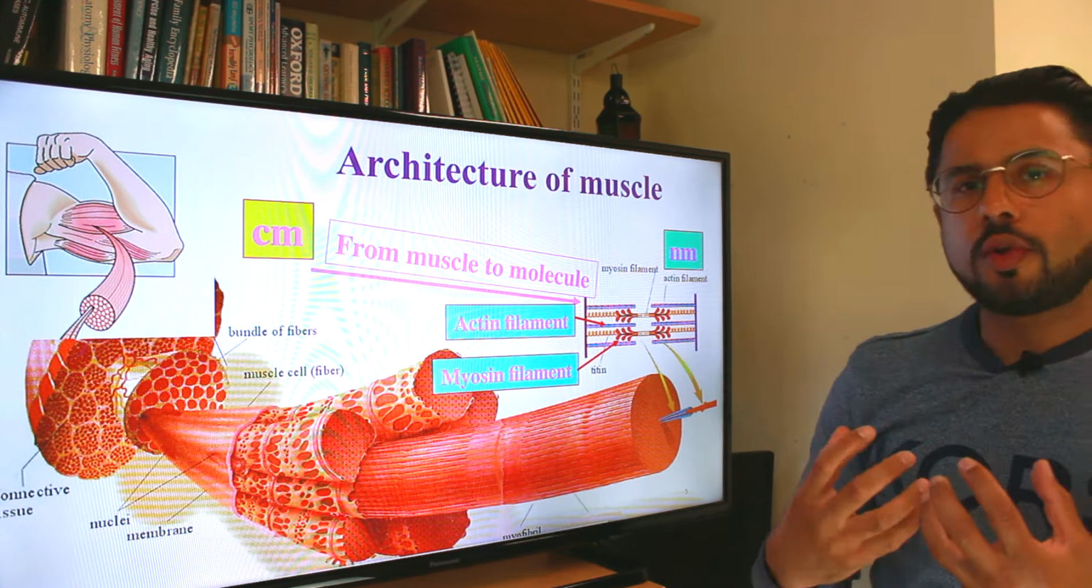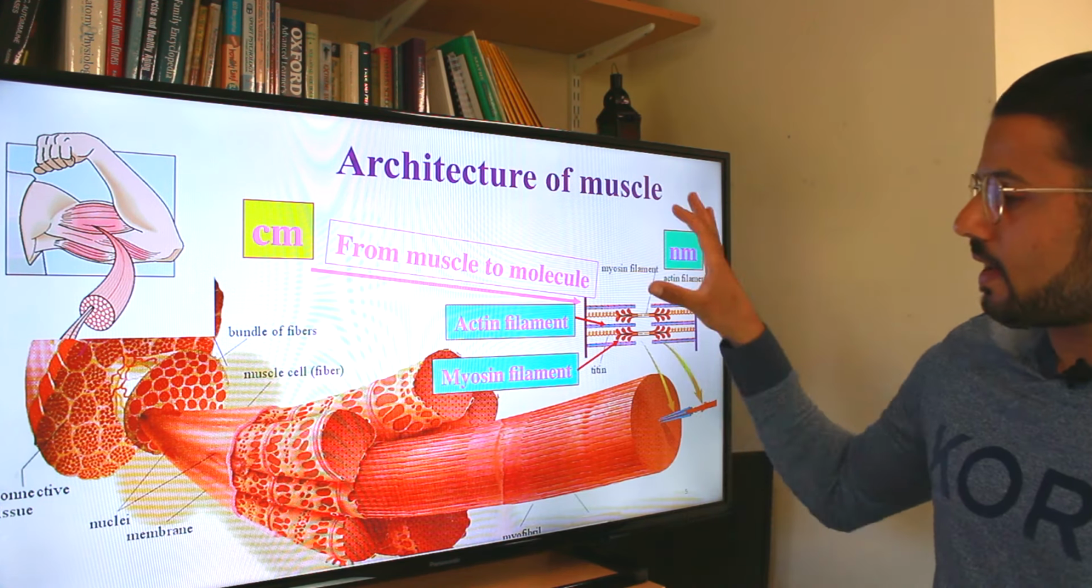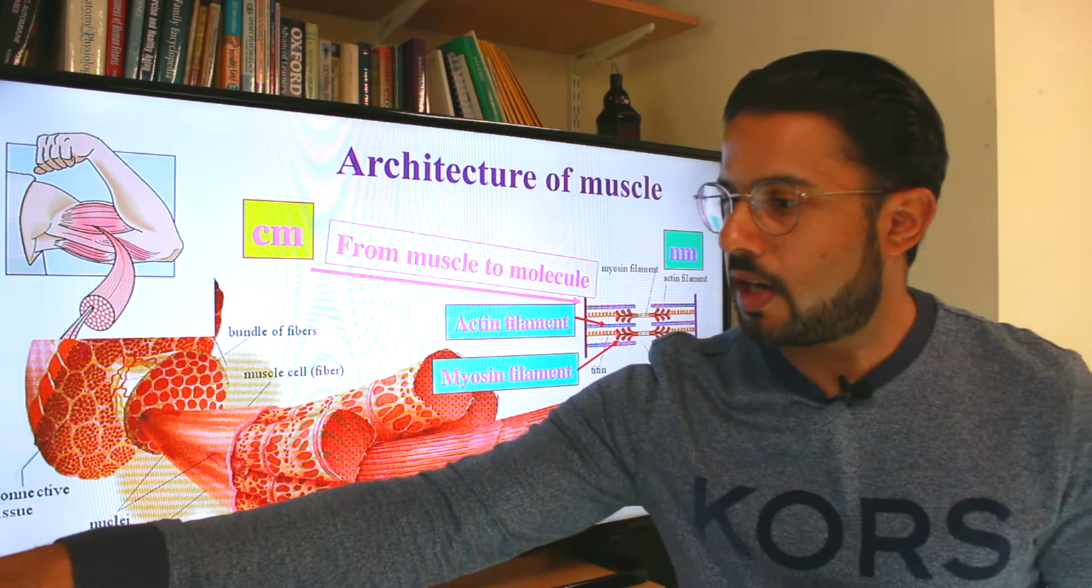So when you have myofibrillar hypertrophy, essentially you're having more of these actin and myosin fibers added in parallel, and that means that you have more cross-bridges, more of these myosin and actin filaments attaching, cross-bridging with each other, making for a stronger contraction. So that's what happens in terms of the architecture of the muscle.